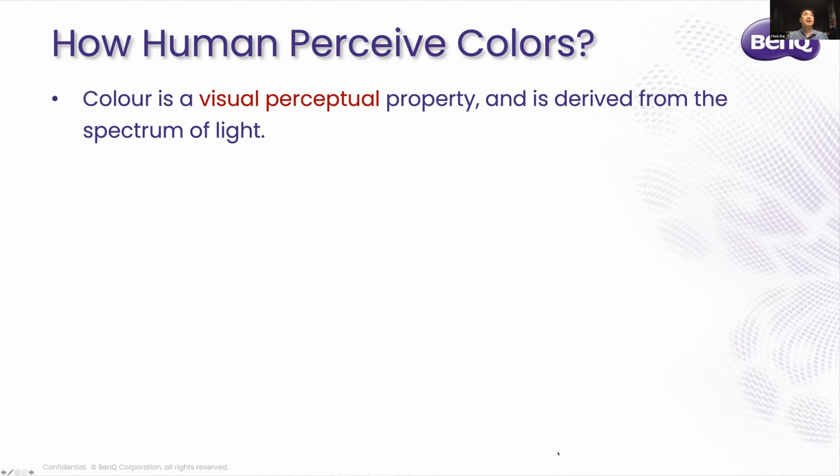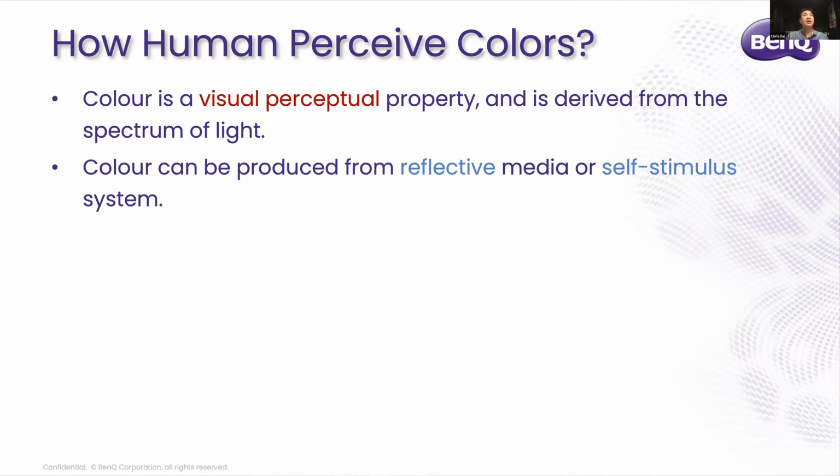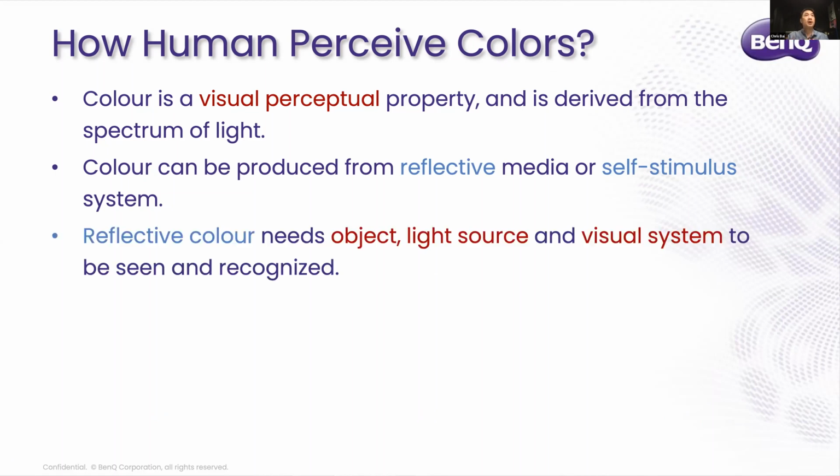So let us take a look, how does a human perceive color? Color is a visual perceptual property and is derived from the spectrum of light, okay? Color can be produced from reflective media or self-stimulus systems. There are two different ways of producing colors, okay? The first one is reflective colors.